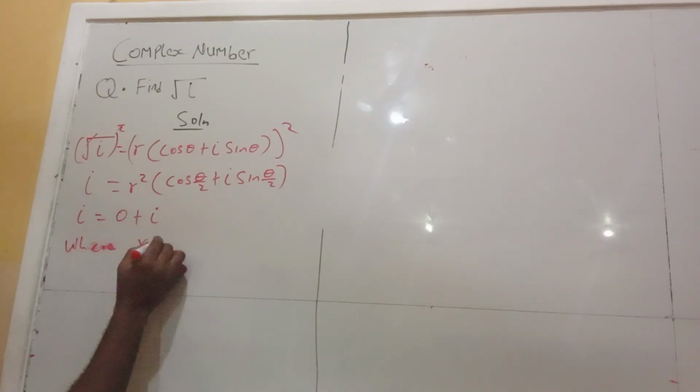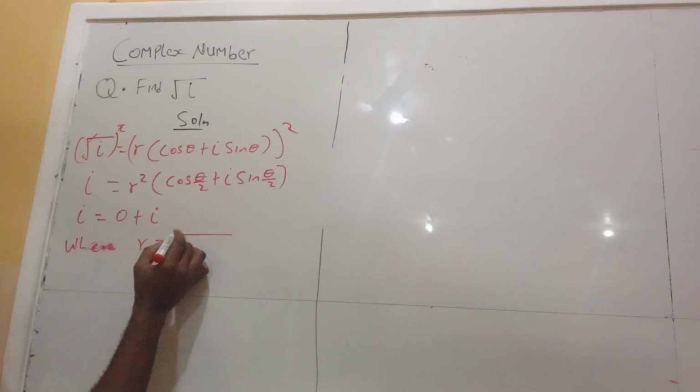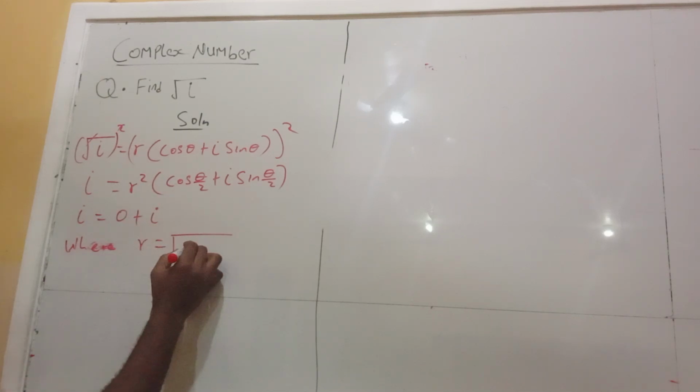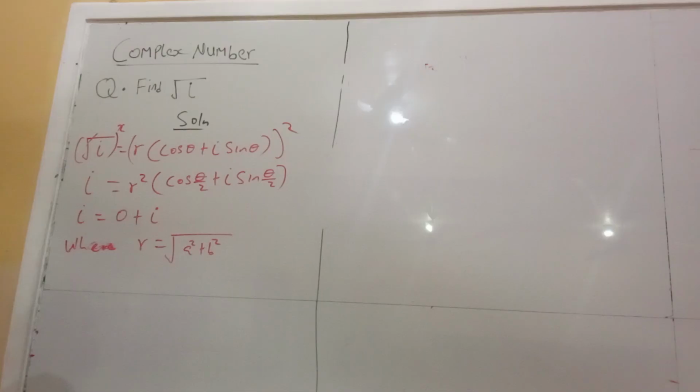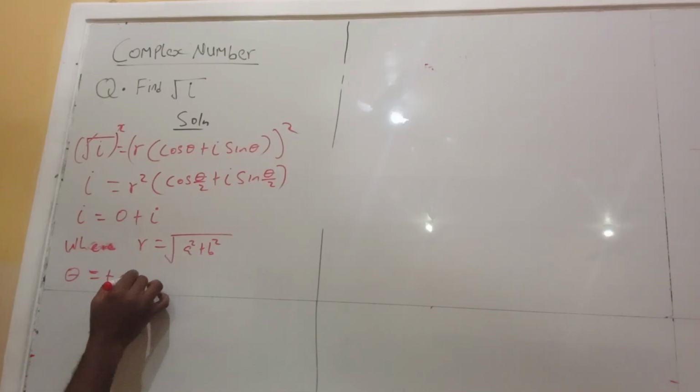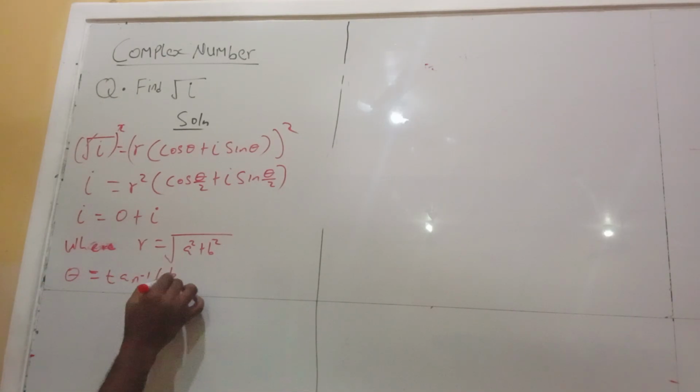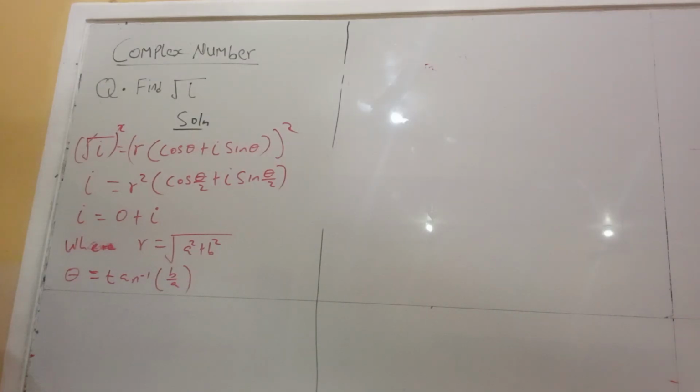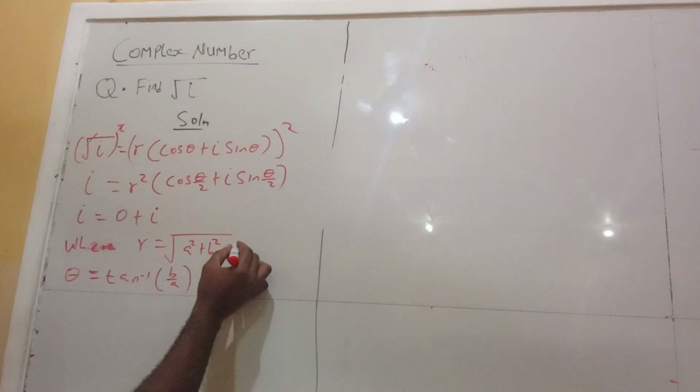Now, remember that our r is equal to the square root of a squared plus b squared, and our theta is equal to tan inverse of b over a, from the complex number. So we can proceed to find this.